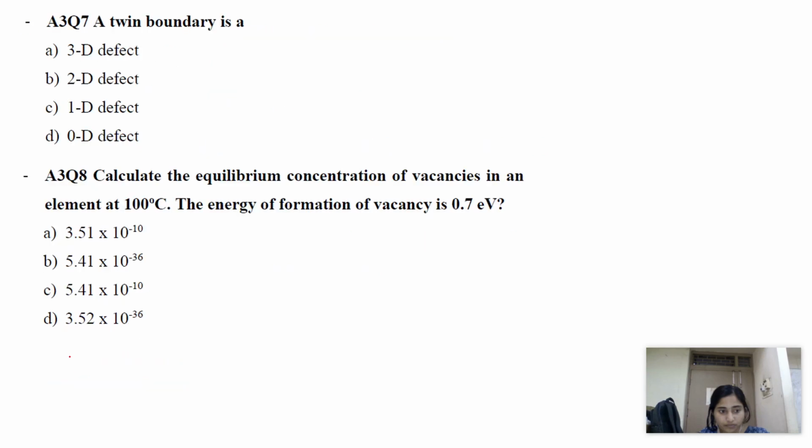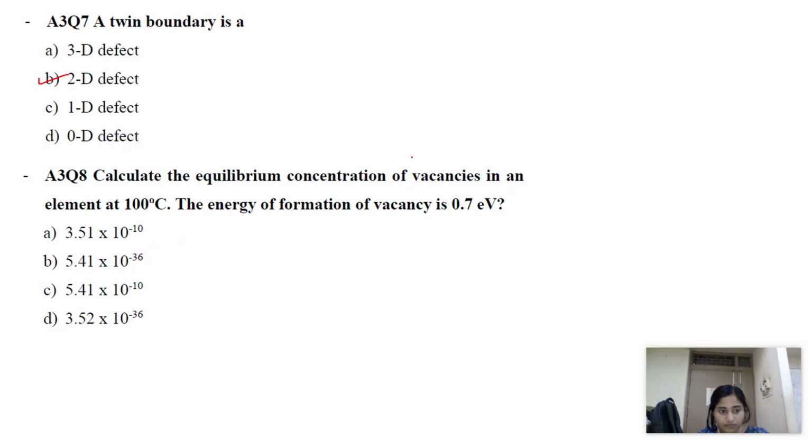Now next. A twin boundary is 3D, 2D, 1D or 0 dimensional? Which one? 2D. Yeah, a twin boundary is a 2D defect. Yes. Now next is the problem set.